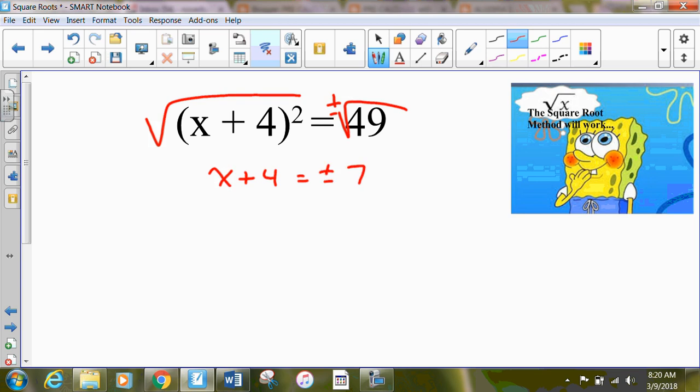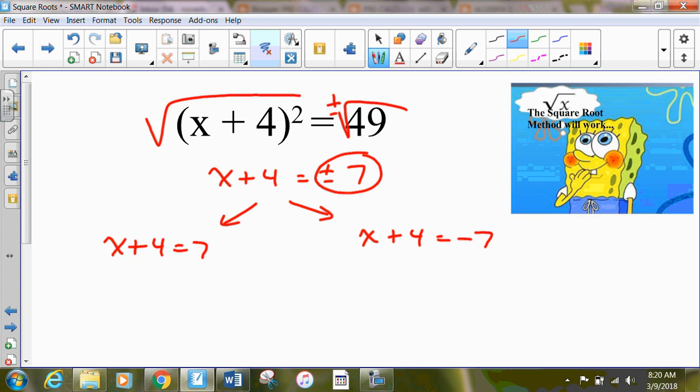This is where it gets a little tricky and a little different. We don't have just x is equal to plus or minus 7. We have x plus 4 is equal to plus or minus 7. So we're like, okay, which is it? Is it that x plus 4 equals 7, or that x plus 4 equals negative 7? Well, actually, it's both, right? Either one could happen. So all of a sudden, we just went from one equation into two because we have to take into account both the positive 7 and the negative 7.